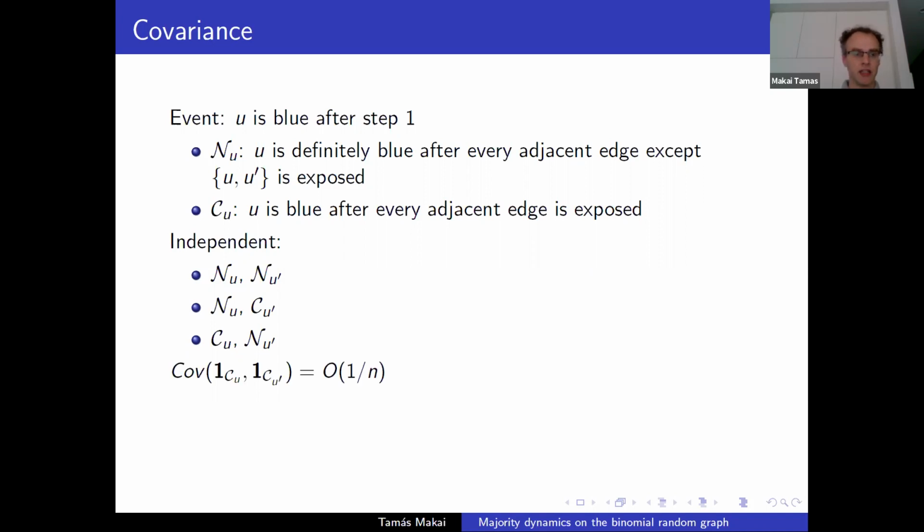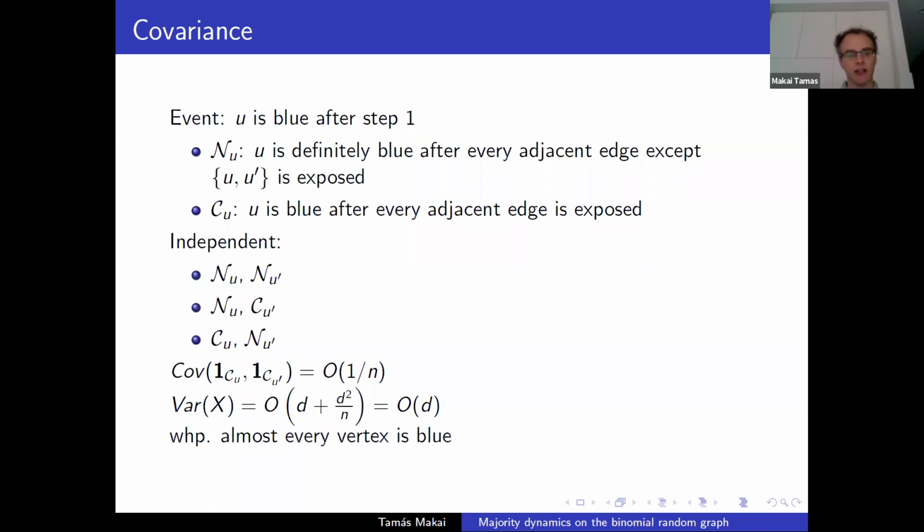What this leaves us with is the indicator of C_u and the indicator of C_u prime, and this turns out to be of order 1 over n. Now this means that the variance of X is of order d plus d squared over n, but because d is smaller than n, that's just order d, which is the right order of magnitude.